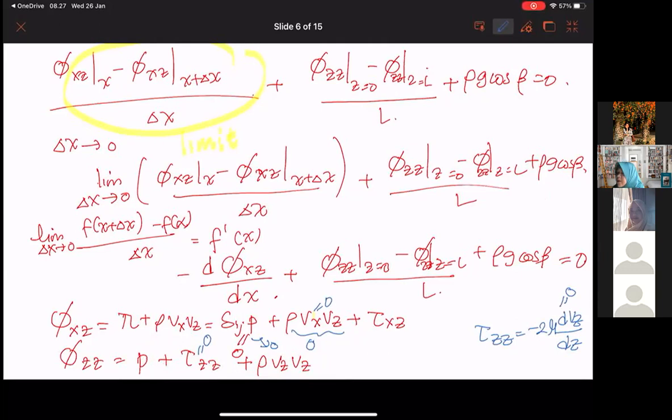Okay, now the problem that we need to look at is the CZZ at z equal to 0 minus CZZ at z equal to L. So we have to make a difference, we have to subtract them: the pressure at z equal to 0 minus P when z equal to L. Now, is the pressure at z equal to 0 and z equal to L similar or not?